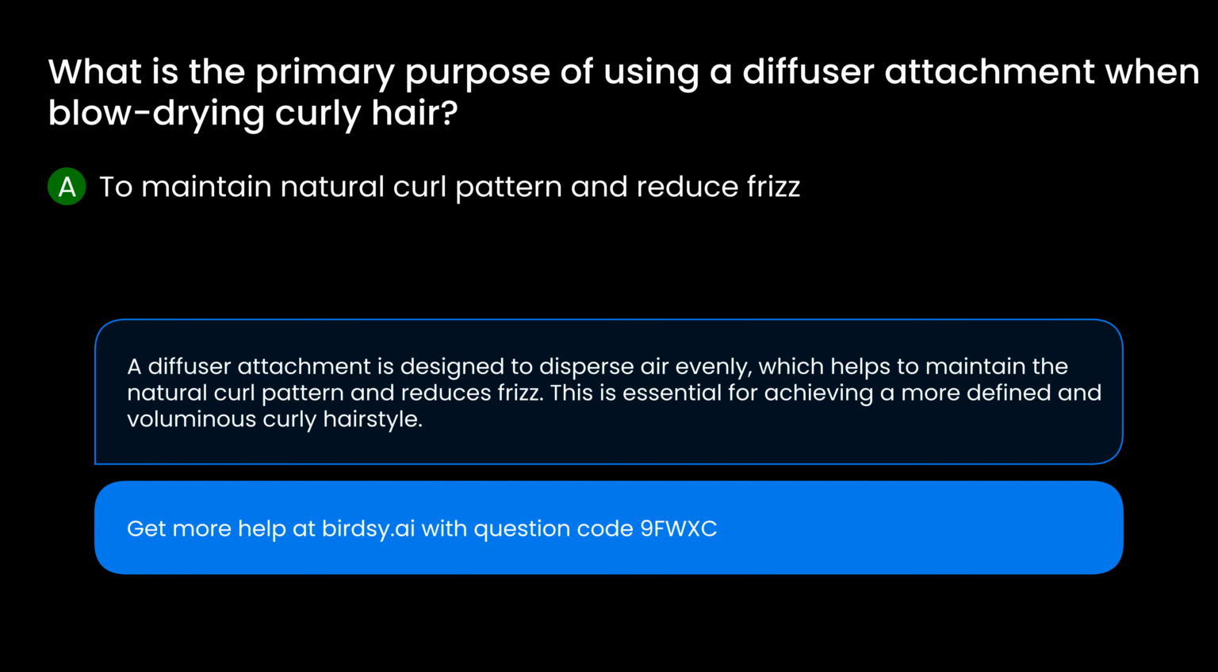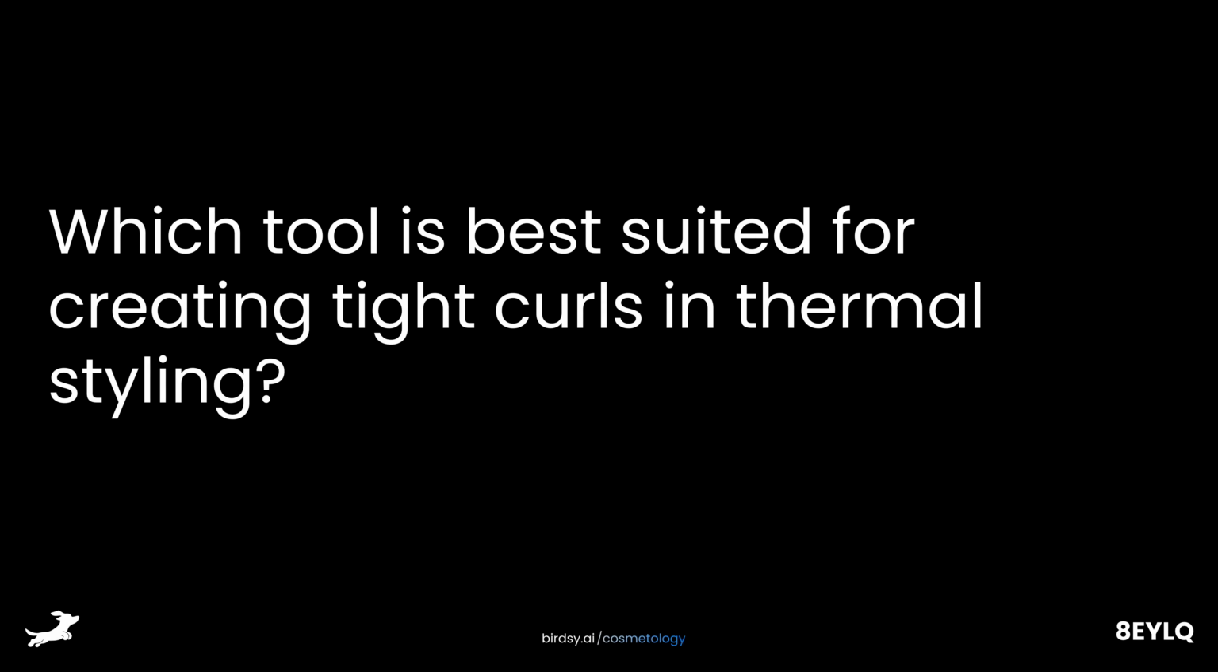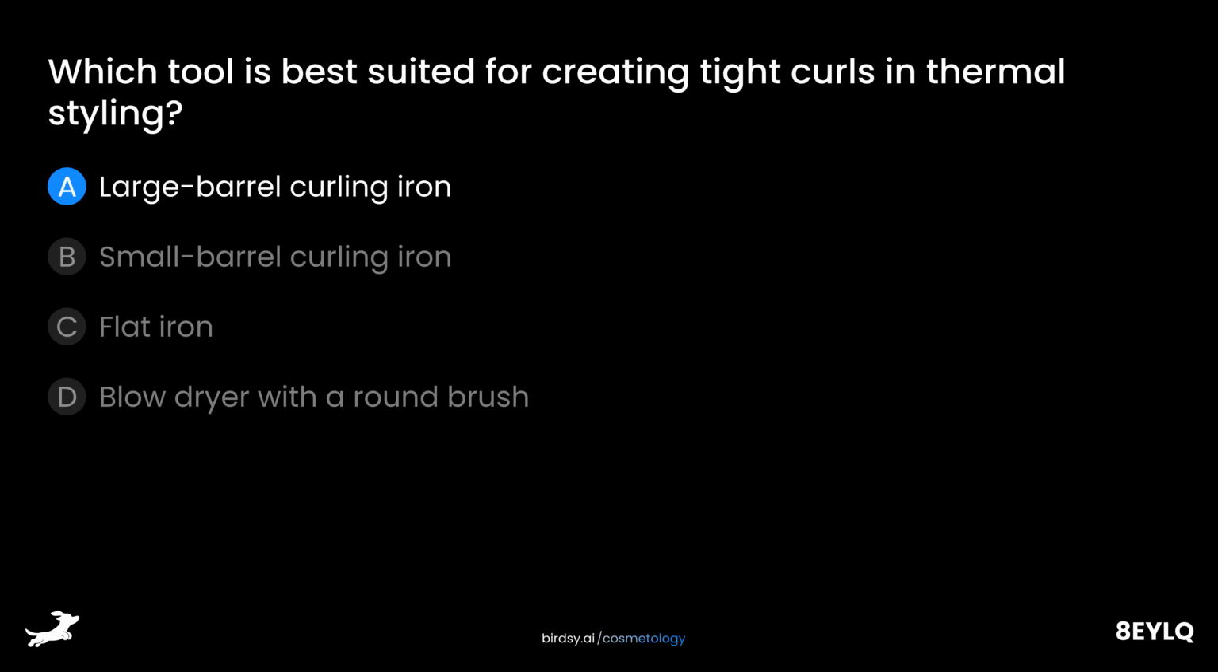This is essential for achieving a more defined and voluminous curly hairstyle. Which tool is best suited for creating tight curls in thermal styling? Is it A, large barrel curling iron, B, small barrel curling iron, C, flat iron, or D, blow dryer with a round brush? The answer is B, small barrel curling iron.